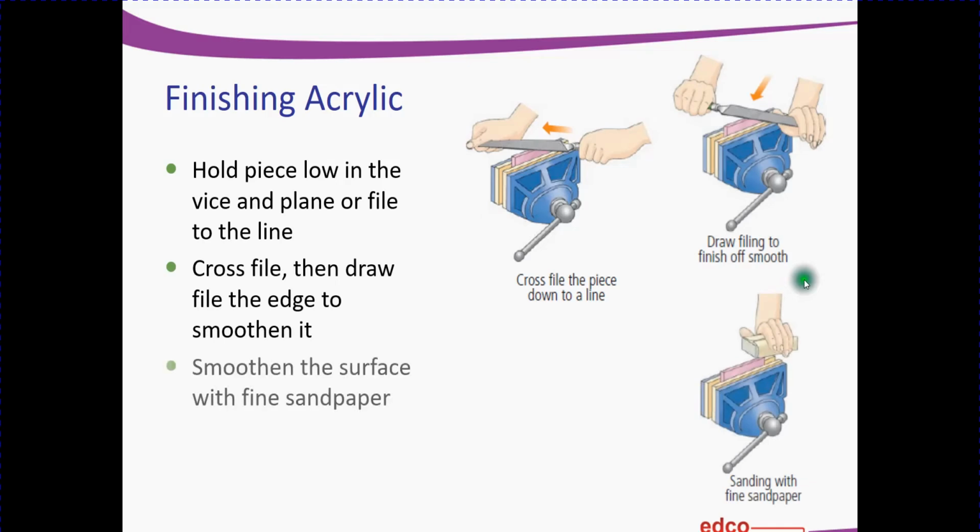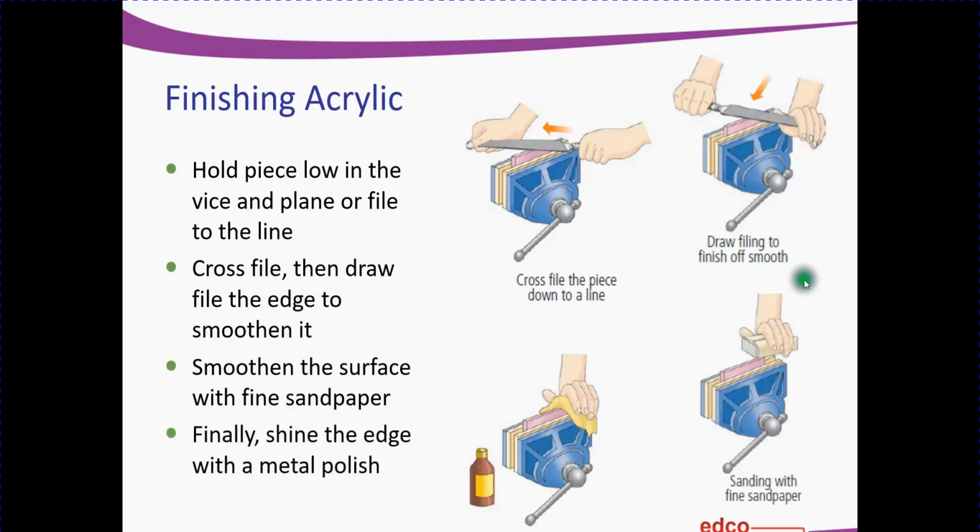Now, this will give you a smooth finish on the piece of Perspex. Next, we sand it down with a piece of sandpaper, and then the final touch is to get polish, and we polish it down to a smooth edge.